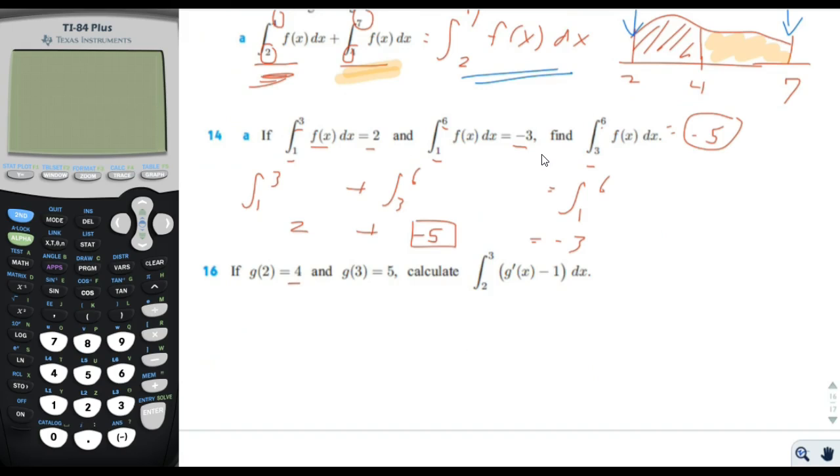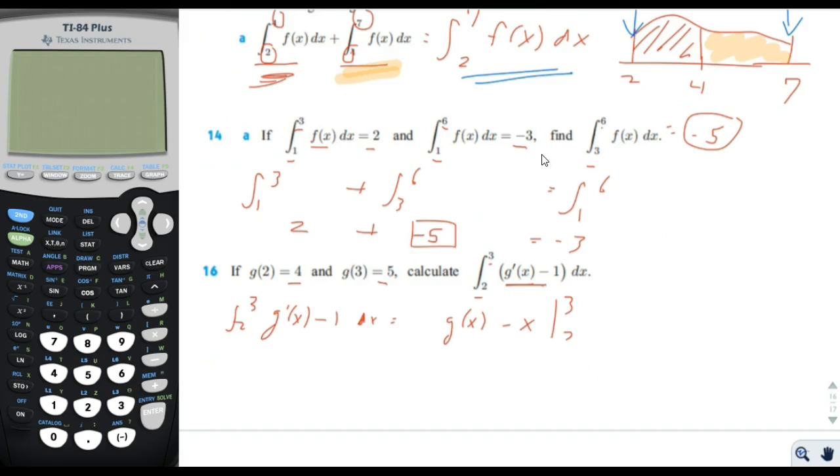All right. If g of 2 equals 4 and g of 3 equals 5, calculate the integral from 2 to 3 of the derivative of g minus 1. Okay, so this looks a little bit difficult, but let's see. First thing, let's try to take the integral of this expression here. So the integral of g dash x minus 1. So the integral of g dash, of course, is just g, right? The integral of a derivative is the function itself, right? And then the integral of negative 1 is negative x.